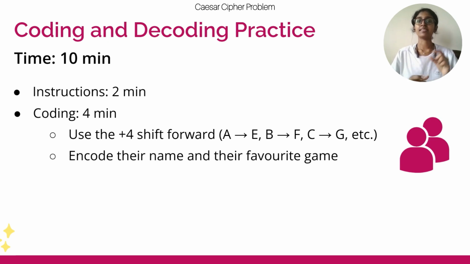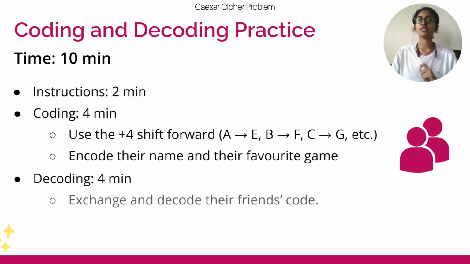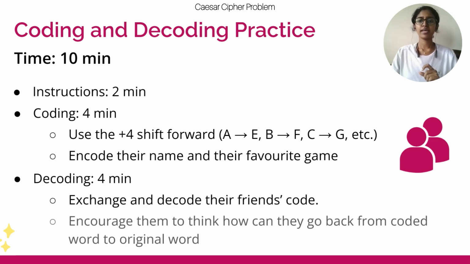So +4 shift means A becomes E, B becomes F, and so on. And once students have coded, we ask the students to share this coded message with their partner, where the partner will decode the message. So here the students might find it a little bit difficult because they will keep on going forward. So encourage them to think or ask probing questions like how can they go back if they have gone forward to code the message.